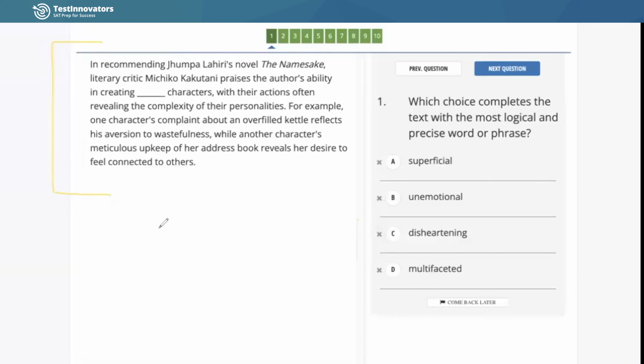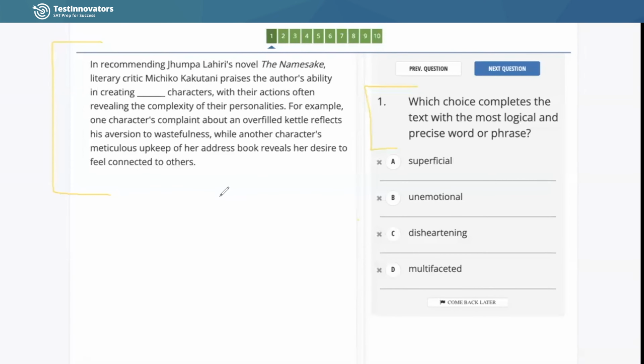So here's the question. In recommending Jhumpa Lahiri's novel The Namesake, literary critic Michiko Kakutani praises the author's ability in creating blank characters, with their actions often revealing the complexity of their personalities. For example, one character's complaint about an overfilled kettle reflects his aversion to wastefulness, while another character's meticulous upkeep of her address book reveals her desire to feel connected to others. Which choice completes the text with the most logical and precise word or phrase?